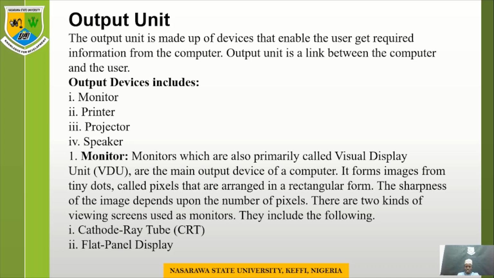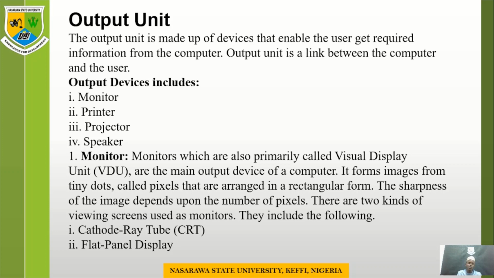Like when I'm typing here, if I press the letter M, M will appear. That is the interaction between me, the user, and the computer. I'm seeing what I'm typing. I typed M and the M is displayed here. I typed U, it is displayed here, H, it appears. So the output is just like a link, an interface. It acts as an interface between the user of the computer and the computer system.